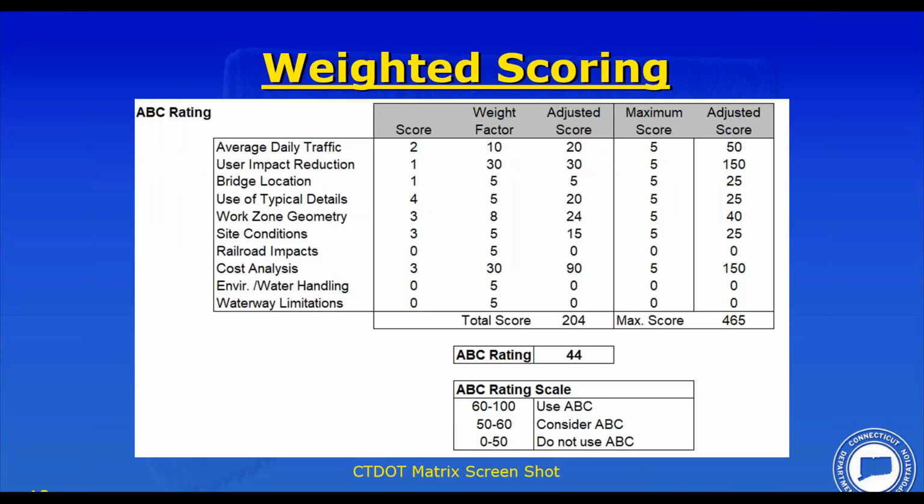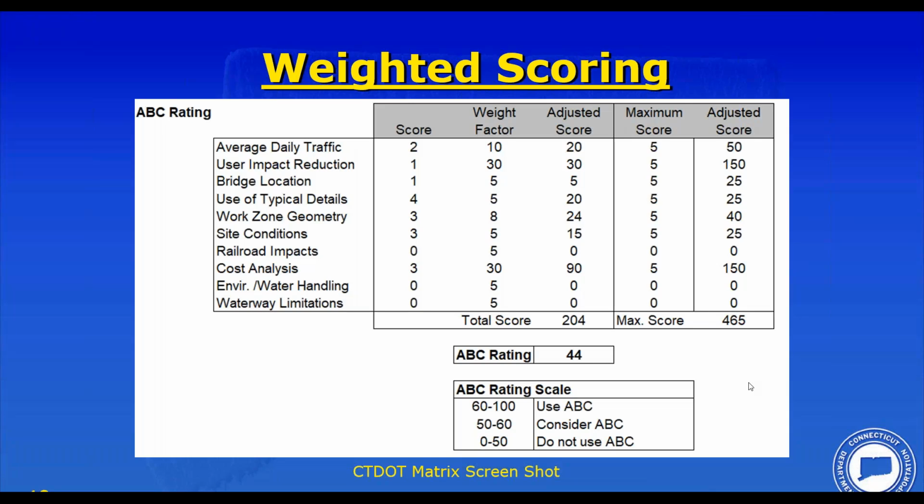So what do we get? Kind of what we thought. We knew this was kind of a wash from a project. It probably could go ABC, probably could go conventional construction, but probably because of the cost. And again, as Tim mentioned before, we're using a cost weight factor of 30 for cost. So that's playing into this decision here, where we're getting a score of 44 out of 100, which says do not consider ABC.